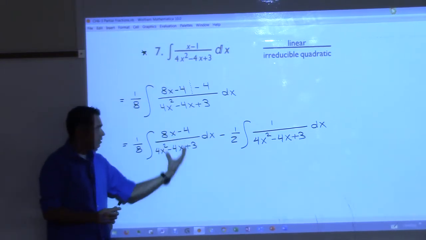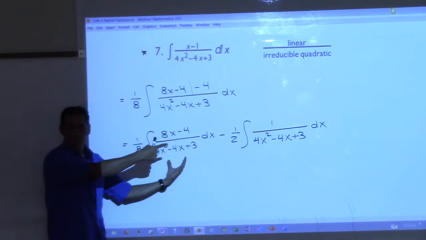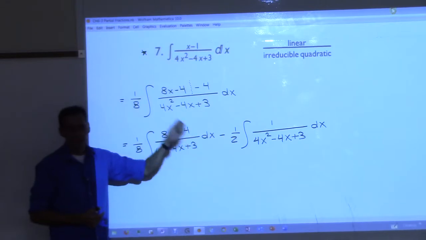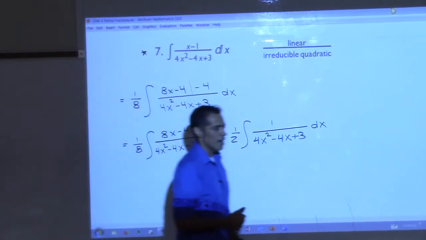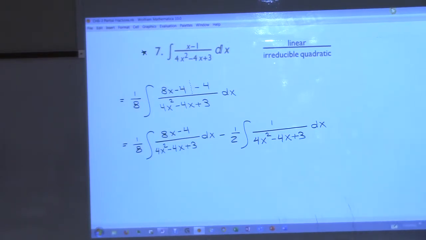So we made it look like we wanted it to look, but we still have one integral to deal with now, right? But what's good about that integral? It's a constant over an irreducible quadratic. And so I can complete the square on this one. See that? Now I'm back to the previous idea. What we just did before you have to do now within this problem, but this is the way we can do it. It's pretty nice, isn't it?